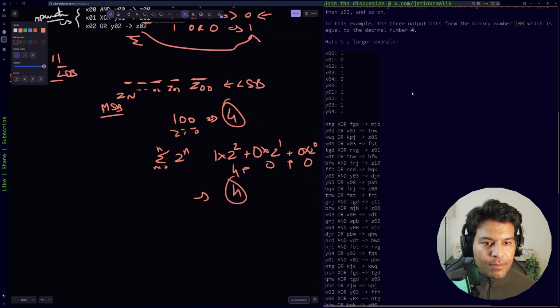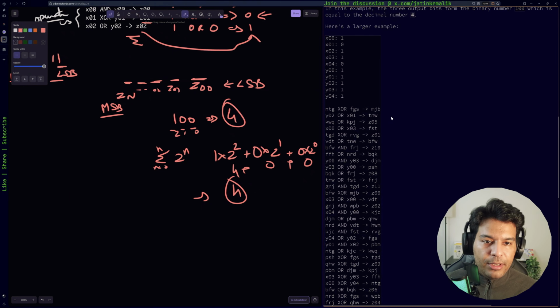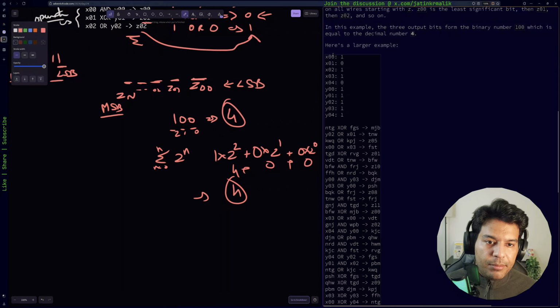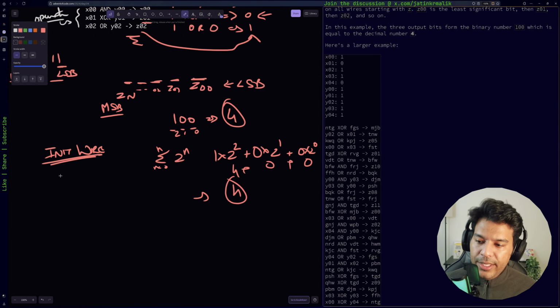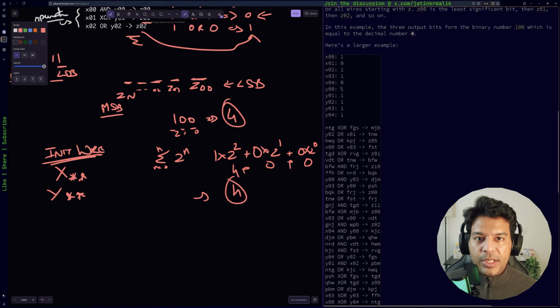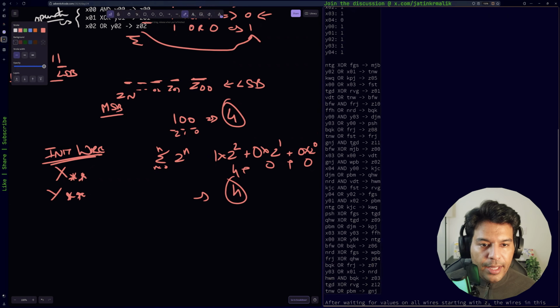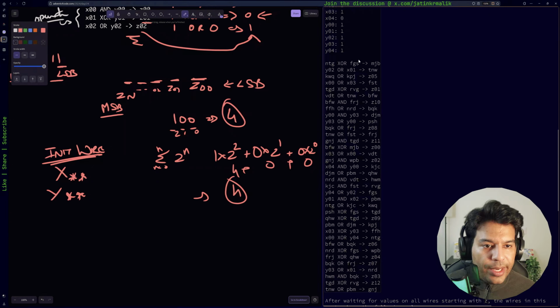So that's clear. And here we are given another larger example, which is very interesting, where we are given a bunch of initial values. It seems like our initial wires follow the pattern X star star and Y star star. I'm using star star as wildcards, where you can see it's X00, X01, X02 to X04, and similarly Y00, Y02, Y04. And then we are given a bunch of numbers that look very different, but we can also see there are a bunch of Y0s and X00s there.